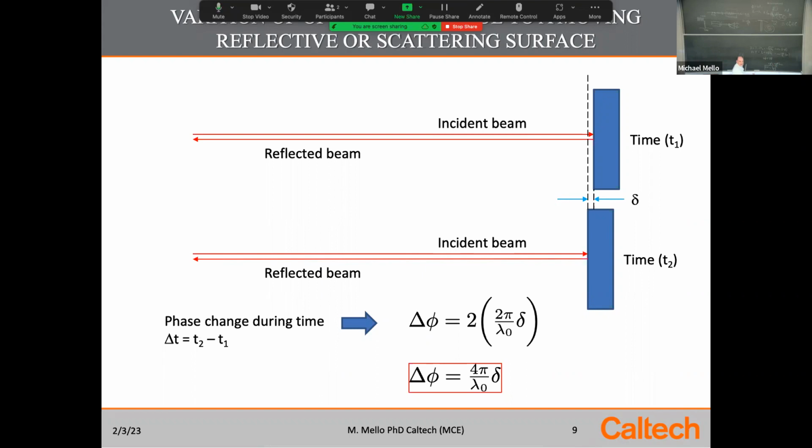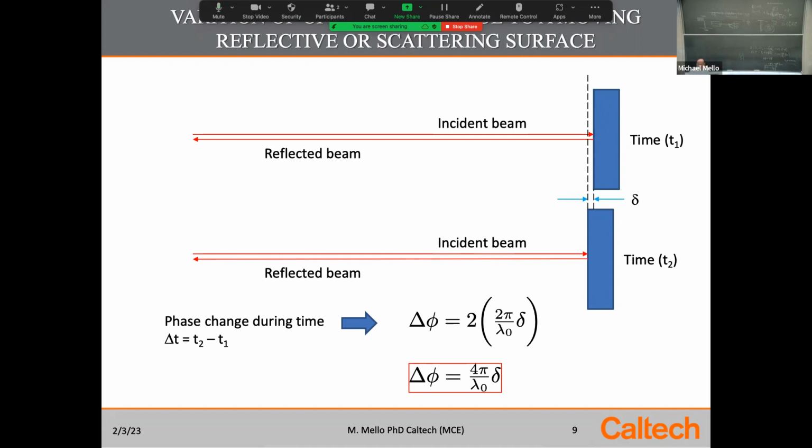Remember what this number is? It's the wavelength of light. Let's pretend we're using a helium neon laser. It'd be 633 nanometers, okay? Or 633 times 10 to the minus 6 millimeters, right? But let's just leave it in nanometers, just in case I got my powers of 10 wrong there.